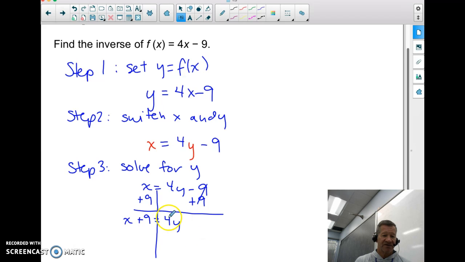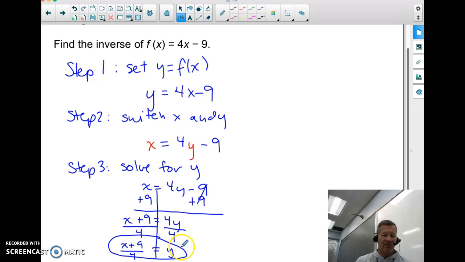Then I need to get rid of this 4. Well, this says 4 times y, so to get rid of it, I need to do the inverse. I need to divide by 4. So divide by 4, and so I finish with y, which is now by itself, equals x plus 9 all over 4. And there is the inverse right there.